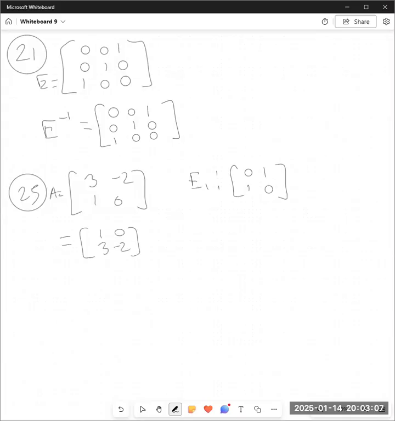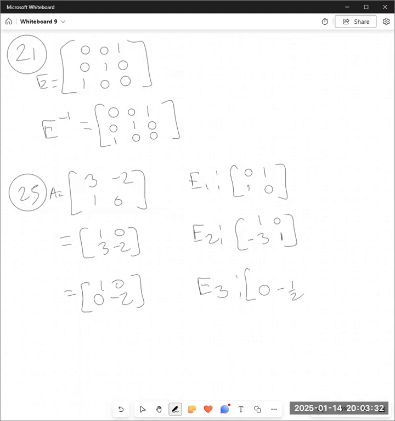Now I'm going to take -3 times row 1 and add it to row 2. So -3 times row 1 added to row 2. That gives me, now I need -1/2 times row 2. That'll give me 1, 0, 0, 1. So now I'm ready to write A inverse.